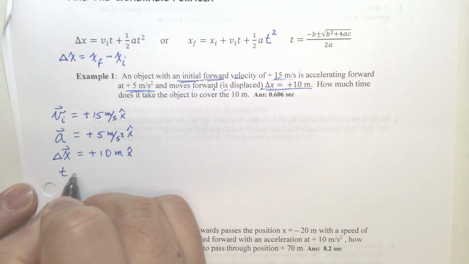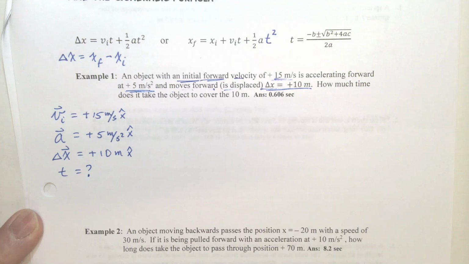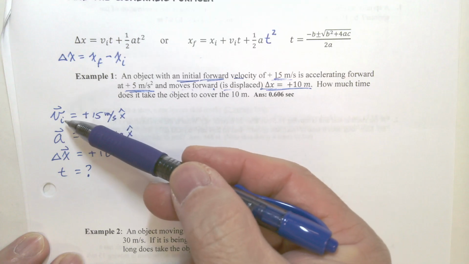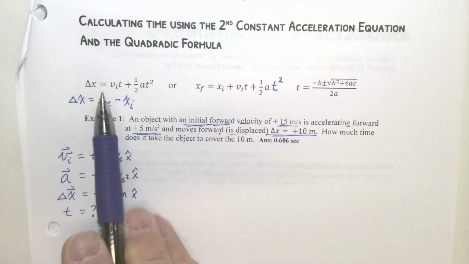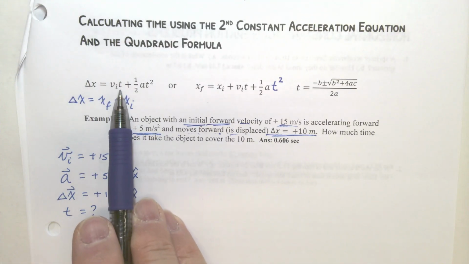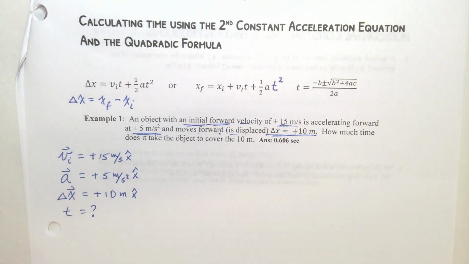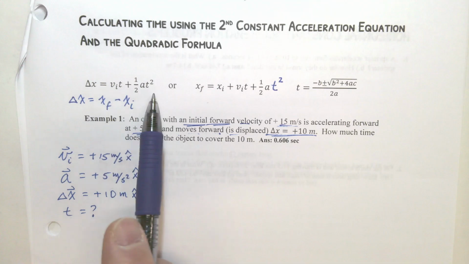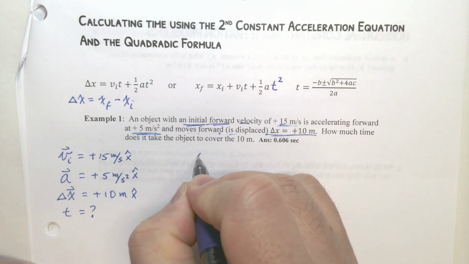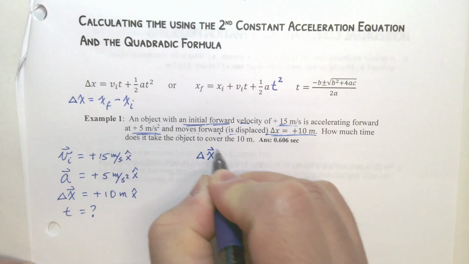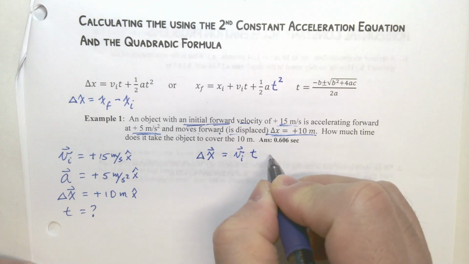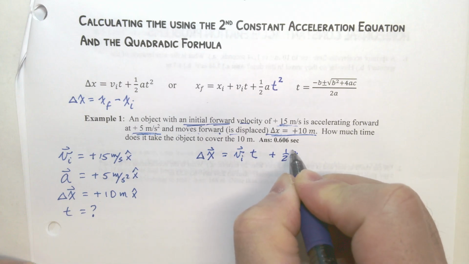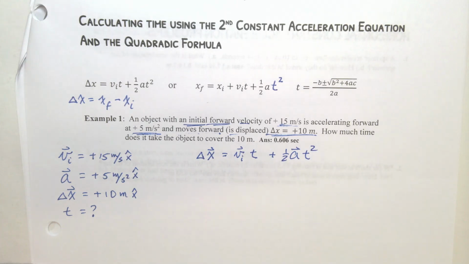Now their question is, how much time does it take the object to cover that 10 meters? So they want to know how much time does it take. So time is question mark. Now if you notice, I have these 4 variables and 3 are known, and I'm looking for the 4th one. And look at this, 1, 2, 3, 4 variables, right? So I can probably use this equation, which is delta x is equal to vi times time plus 1/2 times a times t squared.